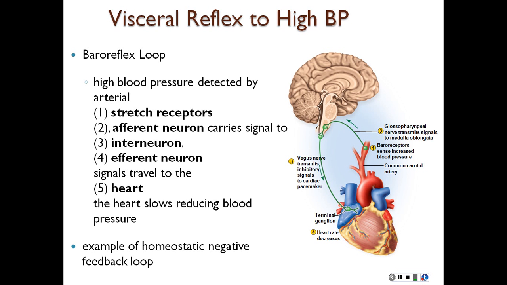And then, yeah, the motor neurons that transmit the signal from the CNS, from the medulla, to the heart are in the vagus nerve. Okay, so the vagus nerve is responsible for getting that signal to what effector? The heart. Cardiac muscle. Okay, and that decreases heart rate. So that is the visceral reflex.